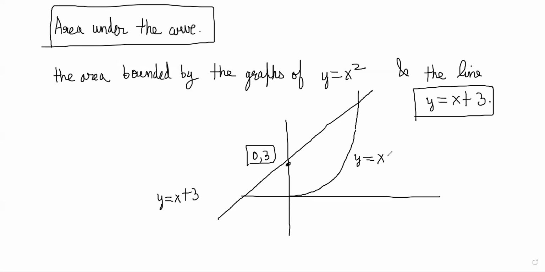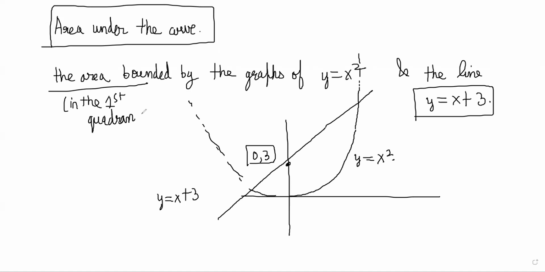Sir, it will be symmetrical in the second quadrant as well, no? It will be symmetrical, it will be like this. But suppose we wanted only the area in the first quadrant. If I have to find that area, first quadrant area, so that means this area, right? So how to find the area in such a situation?